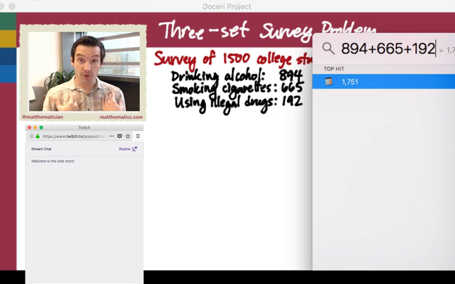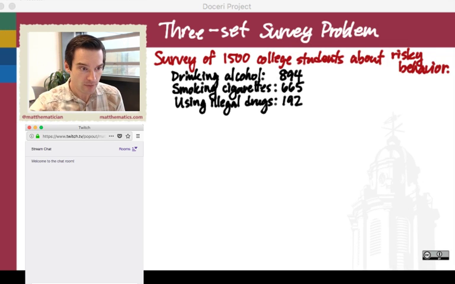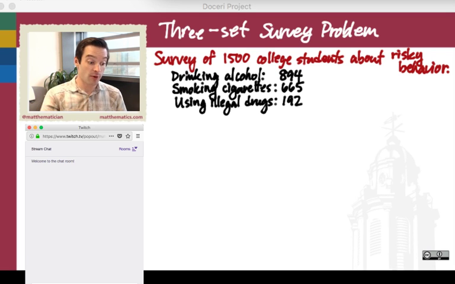So what that tells me, as a consumer of this information, is that there must be some people represented here who are in more than one of these categories. There must be some respondent to the survey who both, for example, uses alcohol and also smokes cigarettes, right? Otherwise, if we were counting everybody only once in these groups, then we would have to have had 1,751 people in our survey. So that's the first thing that I notice, is that these numbers don't add up.